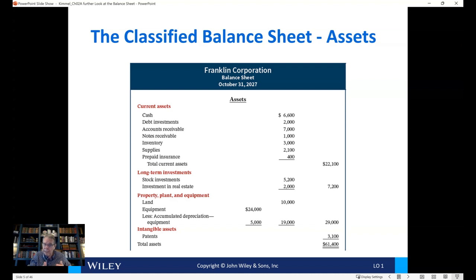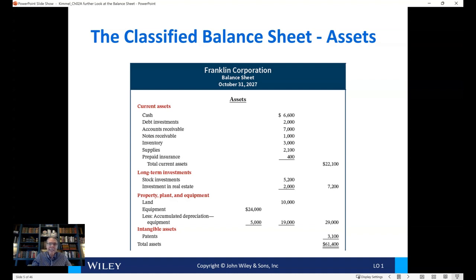Long-term investments, again, you're going to convert them to cash in longer than a year. Long-term investments could be stock. You could buy stock with the intent of holding onto the stock. You could buy real estate with the intent of holding onto that real estate for longer than a year.